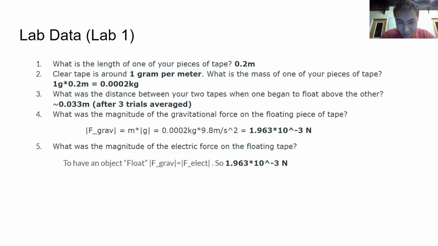Here we also have the force of gravity, which is just mass times gravity, 1.963 times 10 to the negative third newtons. Assuming, again using Newton's laws, you could say that the magnitude of gravity is the same thing as the electric force, which is 1.963 times 10 to the negative third newtons as well.